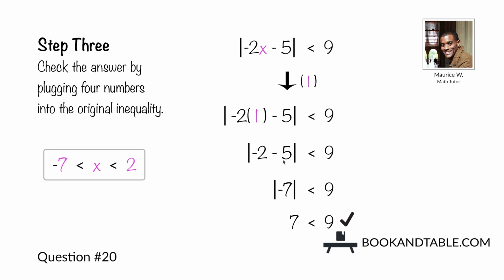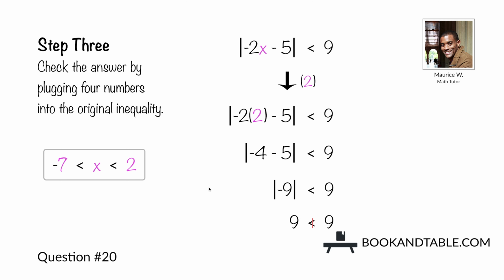Negative 2 minus 5 is negative 7. And the absolute value of negative 7 is 7, leaving you with the true statement, 7 is less than 9. And now when we plug in 2 for x, negative 2 times 2 is negative 4. Negative 4 minus 5 is negative 9. And the absolute value of negative 9 is 9, leaving you with the false statement, 9 is less than 9.